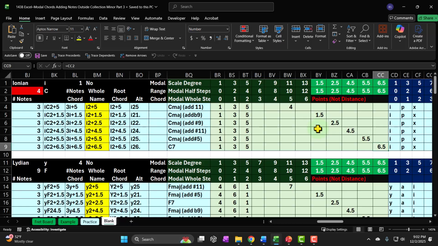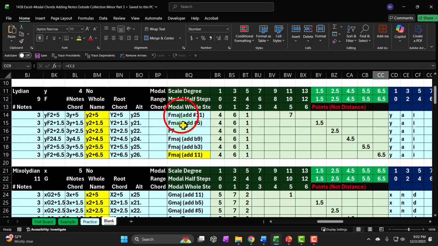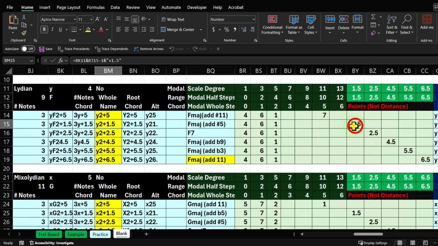So if we build our chords with a normal construction, let's say we built it off of the Lydian node here, a standard 3-note chord, instead of calling it an F major, we can just call it a Lydian 2 modal whole step chord, giving us the node that we're on, 2 modal whole steps up to the last point. And then if I want to add a note that's outside the collection, then I can do so by adding a point number instead of referring to a distance number.